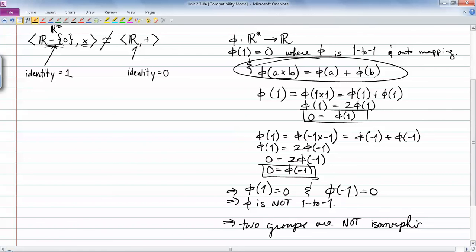Now you might be thinking, well, the phi that we found wasn't 1 to 1. We didn't really find a full function. All we did was say the identities have to map to each other, which is always true if they're isomorphic, and then we just played around with that one fact. So if the identities actually map to each other, you'd have to have phi of 1 and phi of negative 1 both turning into 0, which isn't going to give you anything good. That's not a one-to-one function. Can't be isomorphic.